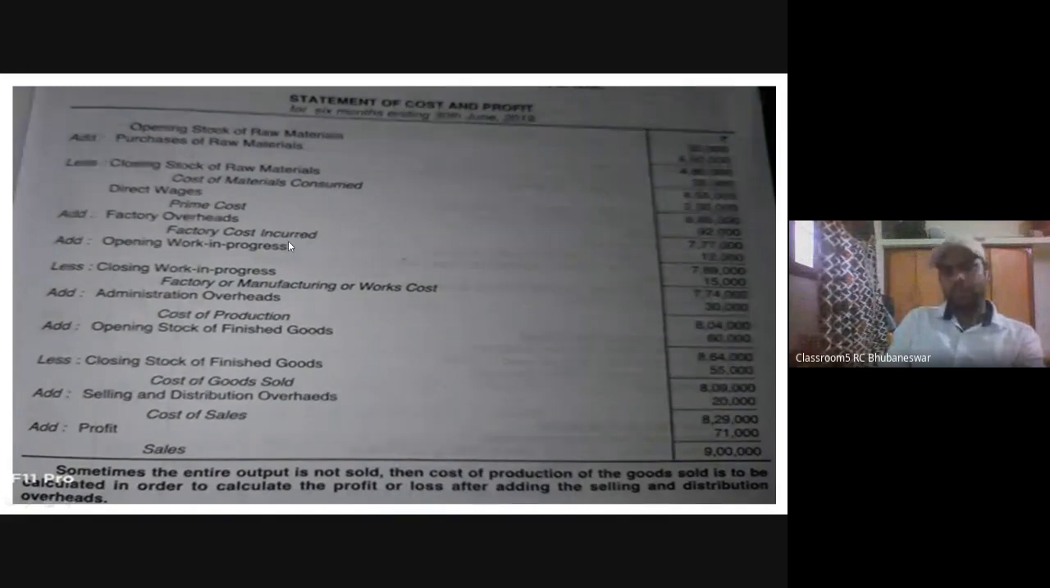Then we are adding opening stock of work in progress less closing stock of work in progress. So after making adjustment, 12,000 is getting added, so 7,89,000 less 15,000, it is 7,74,000. So whatever we have arrived at, that is known as factory or manufacturing cost or works cost. Okay, next comes we will add administrative overhead or office and administrative overhead. It is given 30,000. So after adding that we are getting 8,04,000 as our cost of production.